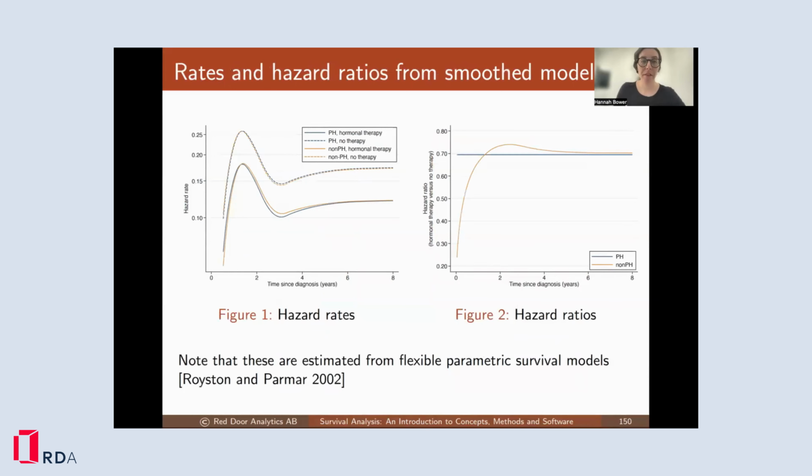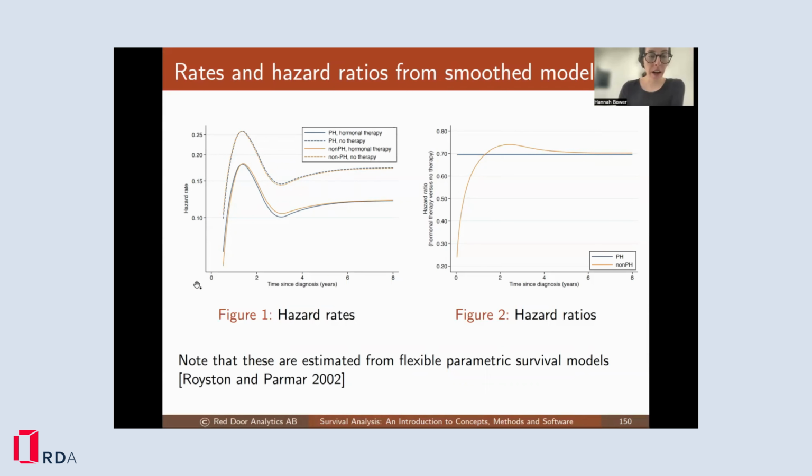Another example here we have from smooth models. So these are estimated from flexible parametric survival models. The code is in the do file if you're interested in how to do this. But here you can see on the left-hand side of the graph, we have hazard rate across our time since diagnosis, where the blue lines represent a proportional hazards model and the orange lines represent a non-proportional hazards model. And then we have solid lines representing the hormonal therapy and dashed lines for the no therapy patients.